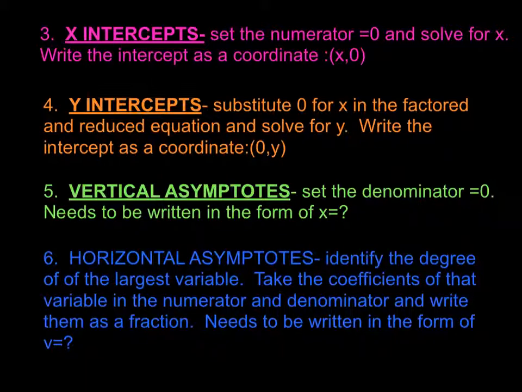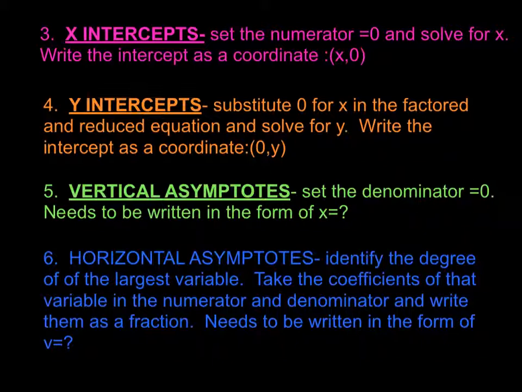And a vertical asymptote basically means that there is a value that your graph can't have. So at the beginning of this semester, when we went over domains, you looked at places where your graph would approach but not cross. So you're going to set your denominator equal to 0, and it needs to be written in the form of x equals something or other, so that you're showing that it's a vertical line that your graph approaches but doesn't cross.